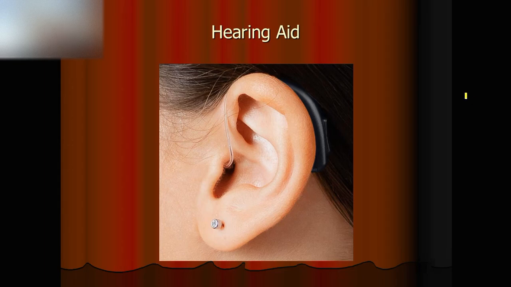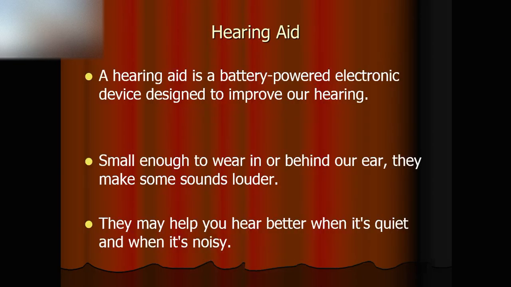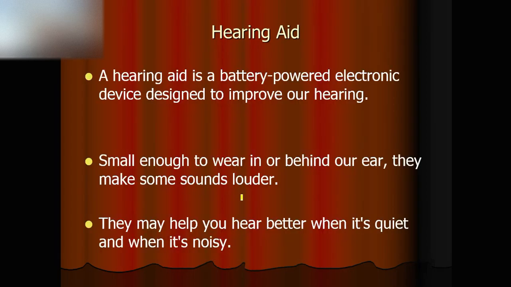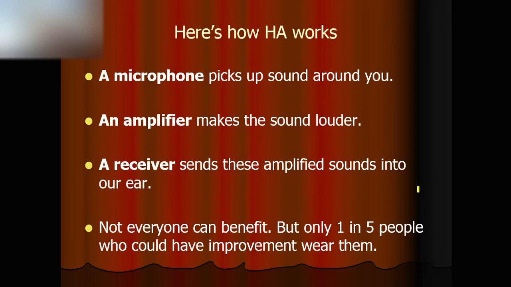This is a very typical shape of a hearing aid. So in general, a hearing aid is battery powered. It is an electronic device designed to improve our hearing capability. It is very small so that we can wear it behind our ear, and we can insert a small tube inside our ear, like a tiny loudspeaker in the ear. Hearing aids can help us hear better, especially when it's noisy.